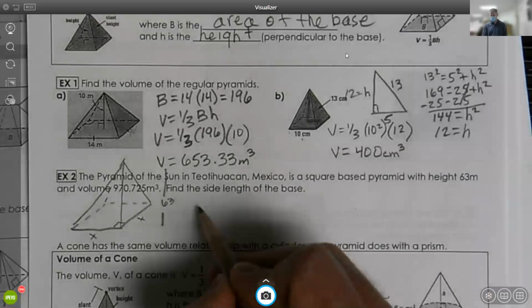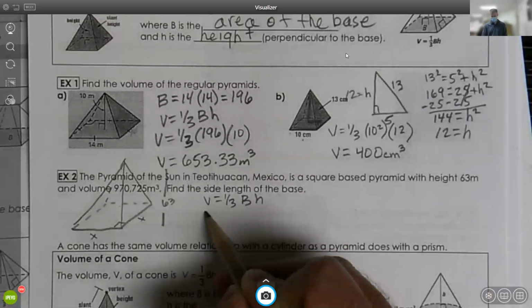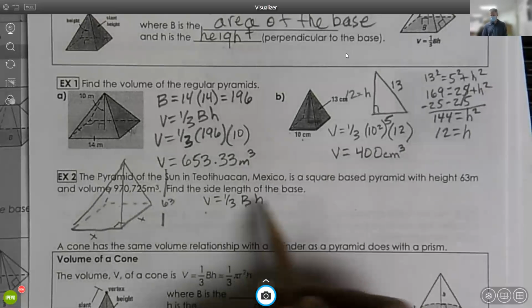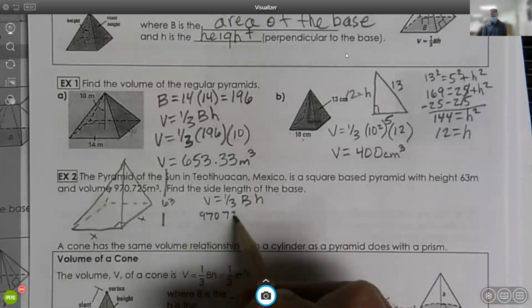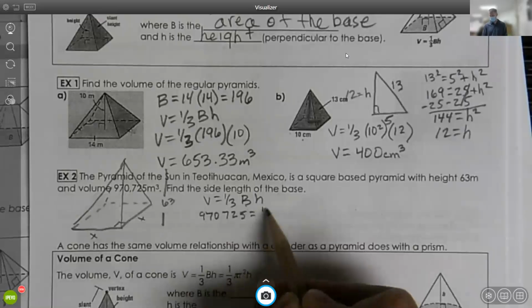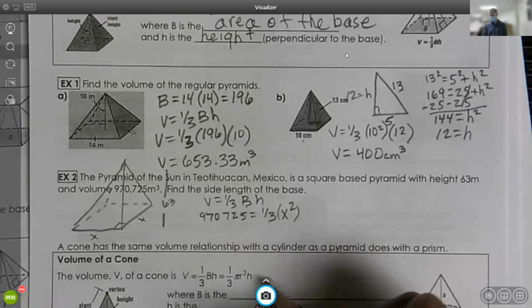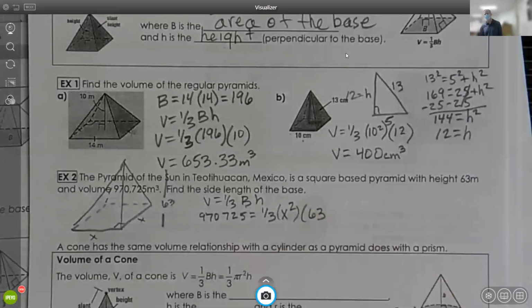So we have the volume to be 1/3, the base times the height. What we don't know is what our base is. So our volume is 970,725. That's going to equal 1/3. Our base is x times x, so that is x squared. And our height is 63. So I'm still plugging my values into our formula. And notice in this case that they're giving us the value of the volume. So we need to plug that number in for V.